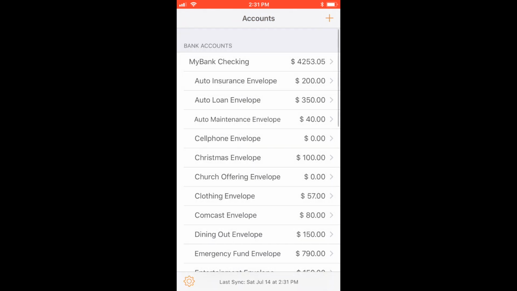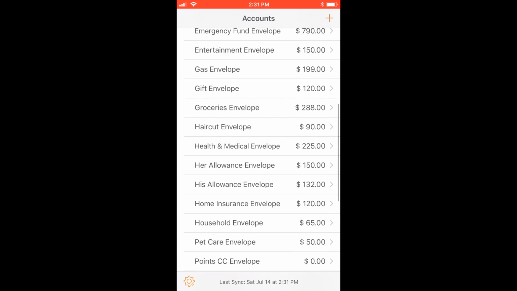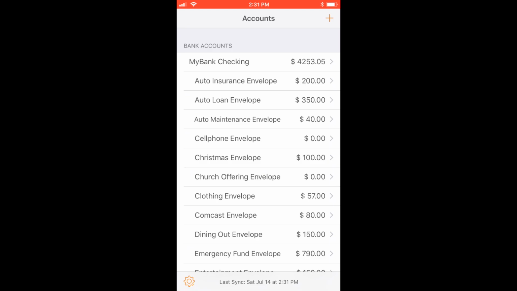All of our money is there, so our new balance is $4,253.05 in our checking account, but our register shows 0, which is what we wanted, because all of our money is allocated into our different envelopes. Okay, so that's how we use the iOS app for Moneydance.